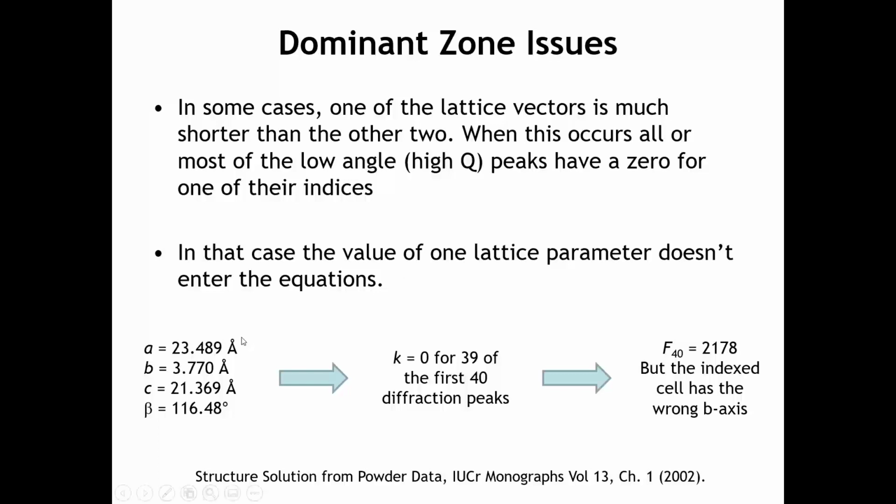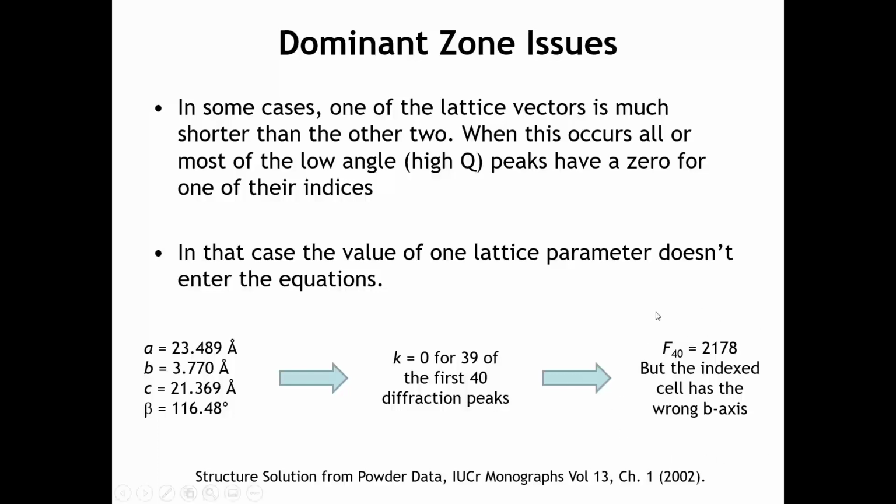So here's an example. I took this from this book, Structure Solution from Powder Data. And it talks about a pharmaceutical compound where the true unit cell is given here. Notice that the B lattice parameter is much smaller than the A and the C. And so then if you were to just calculate where the peaks should be for this unit cell, you would find of the first 40 peaks, the K parameter is 0 for all but one. Right? So then it's really impossible to figure out what is the B lattice parameter.